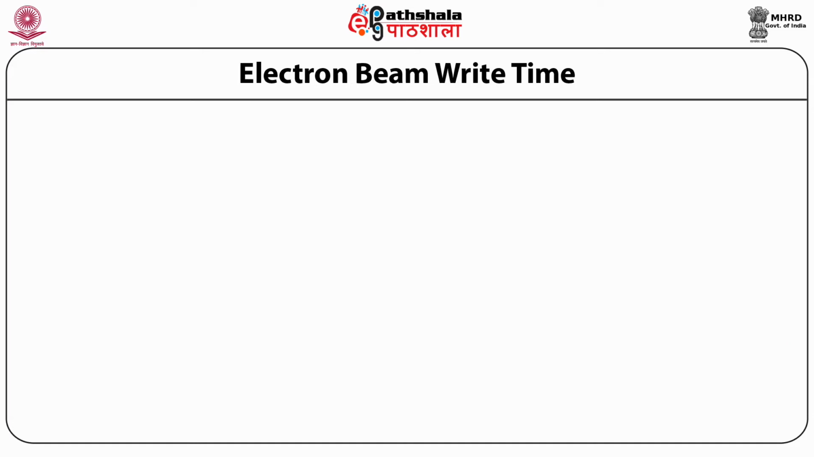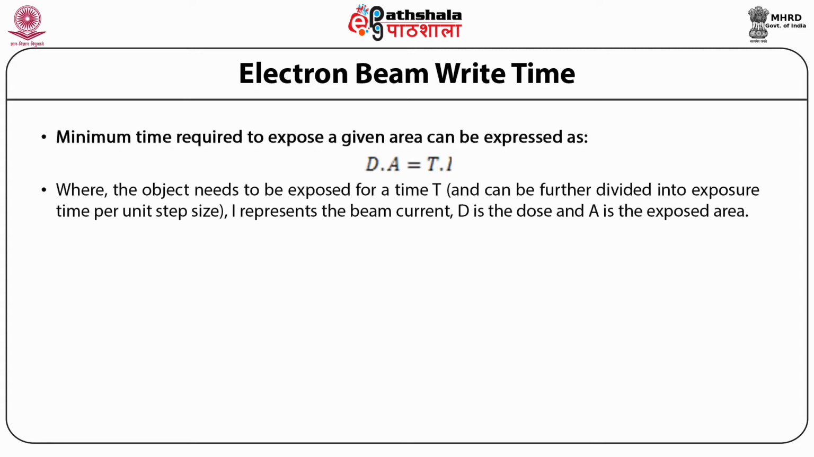We will next move on to study the electron beam write time. The minimum time required to expose a given area can be expressed as D into A equals T into I, where the object needs to be exposed for a time t, which can be further divided into exposure time per unit step size. I represents the beam current, D is the dose, and A is the exposed area.